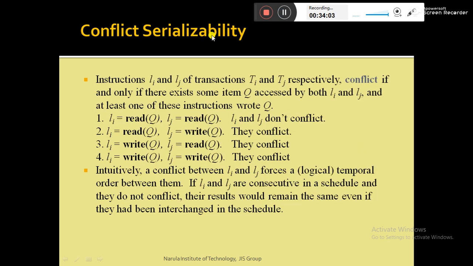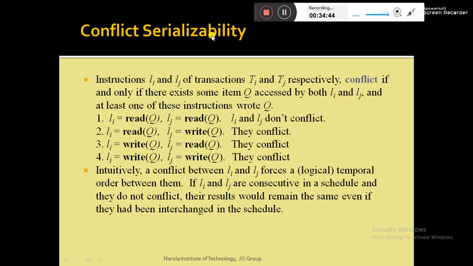So, start with conflict serializability. Our main objective is, suppose there is a concurrent schedule. We have to check whether the execution of that concurrent schedule will leave the database in a consistent or inconsistent state. If we are able to convert a concurrent schedule to a corresponding serial schedule, then we can say that the concurrent schedule is conflict equivalent to a serial schedule, and that its execution will leave the database in a consistent state.